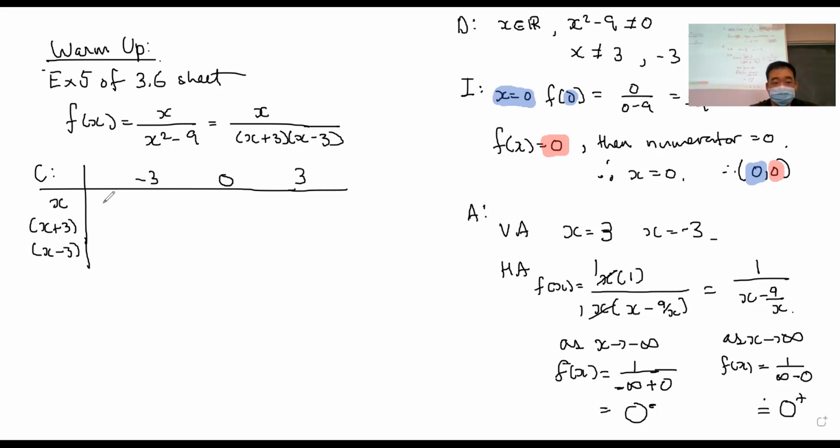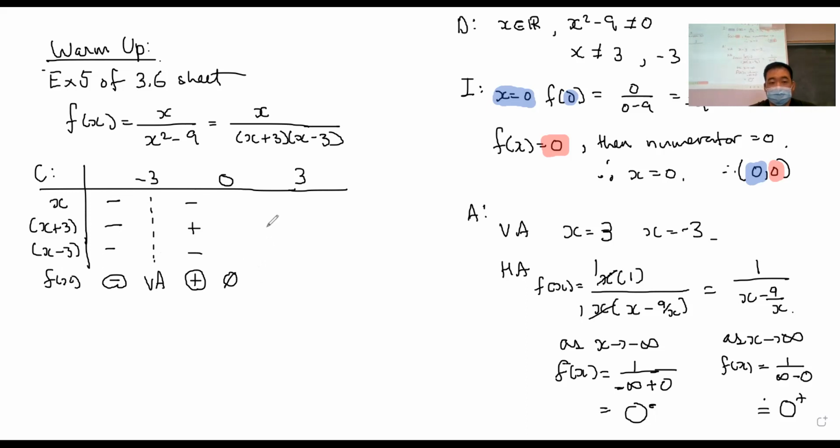Plugging in. Let's try negative 4. Negative, negative, negative. That means f of x will be negative. Negative 3 is a vertical asymptote. Let's try negative 1. Negative, positive, negative. This is going to be positive. Then I have a 0.